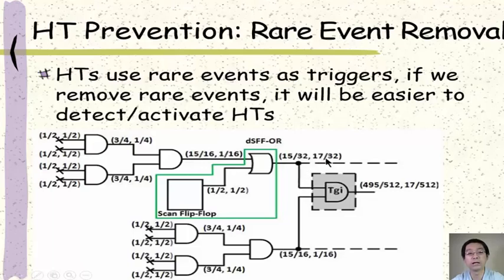Now for this signal to be 1, we need this one to be 1, which happens with a chance slightly higher than 1/2, and then this one to be 1, which happens with 1/16. So the product of this will be 17/512, which is about 8.5 times higher than 1/256. So this rare event will not be that rare anymore. This can facilitate the hardware Trojan activation and the detection.